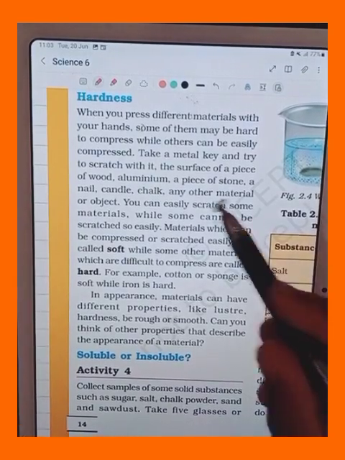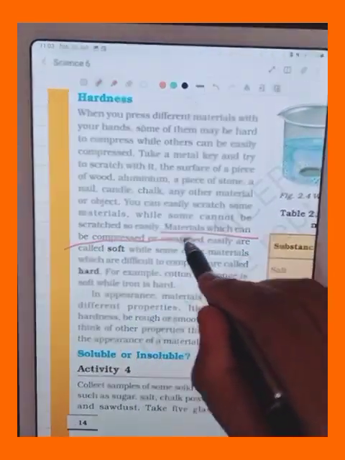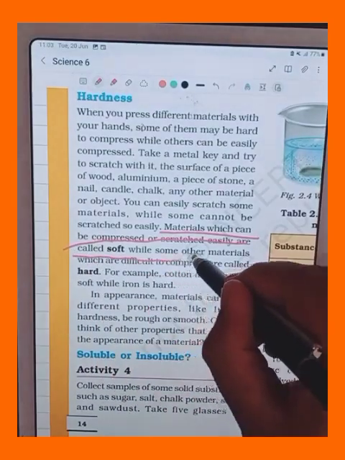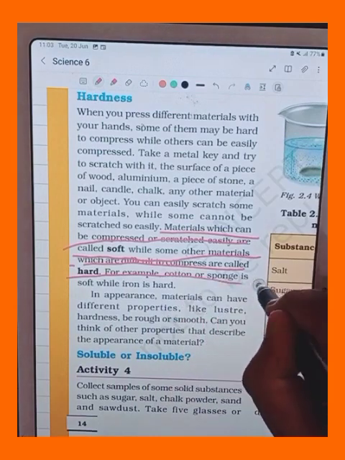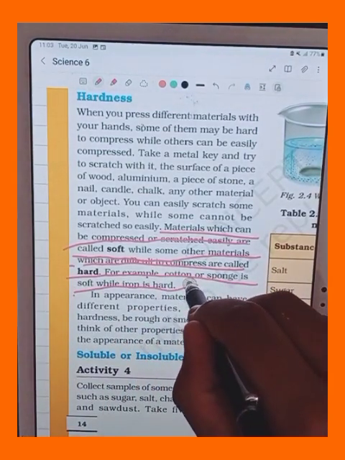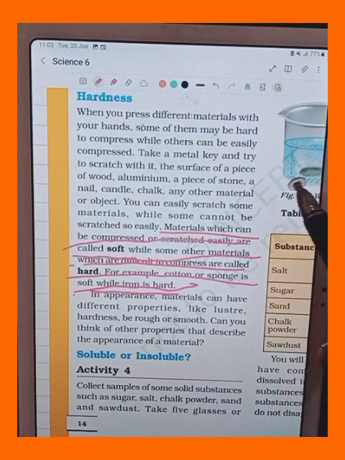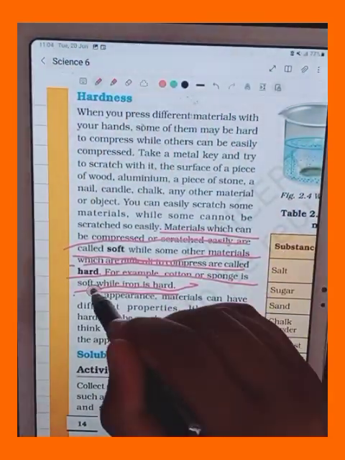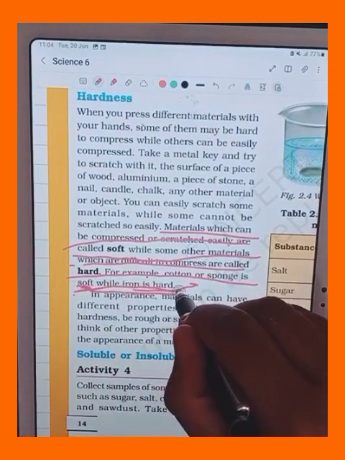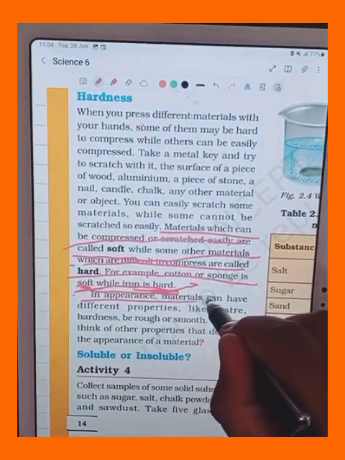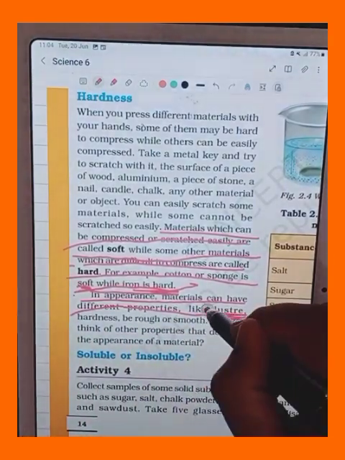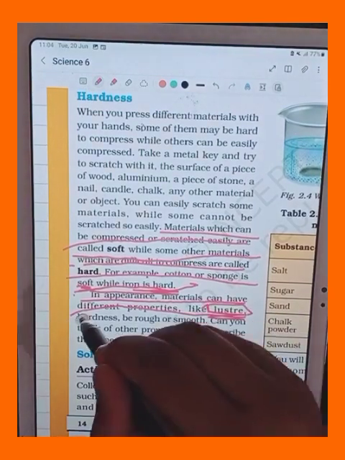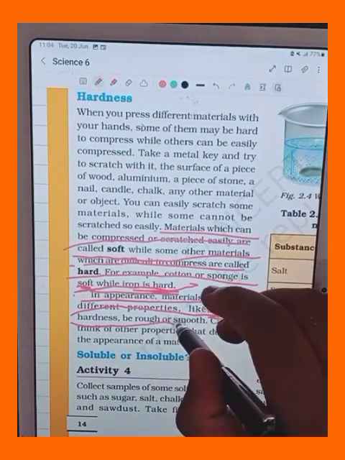Materials which can be compressed or scratched easily are called soft. Other materials which are difficult to compress are called hard. For example, cotton or sponge are soft, while iron is hard. You can easily squeeze a sponge, so it's soft, and iron is hard. So in appearance, materials can have different properties like luster. So what is luster? Shining. Shining is luster. Then hardness, rough or smooth.